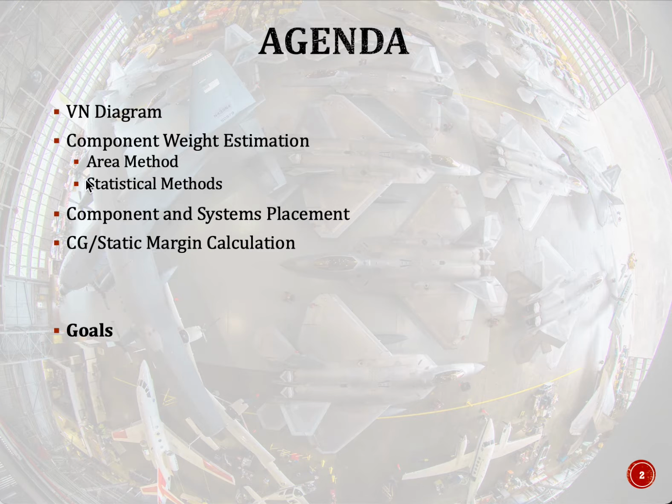Okay. In this video, we're going to look at the component weight estimation and the different methods that we're going to use to estimate the component weight. But before that, we will look at what is called the VN diagram, right? And that will predominantly be the theme of this video, because the outputs from the VN diagram will go into the component weight estimation. So in this video we'll cover the VN diagram, and then in the next video we'll look at the component weight estimation and the different methods. And the following videos we'll talk about the CG and static margin calculations.